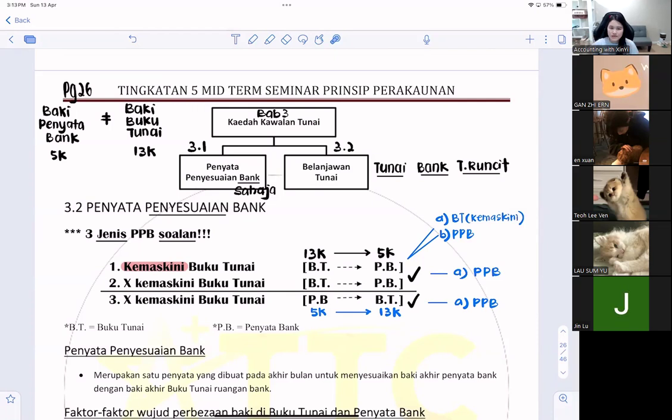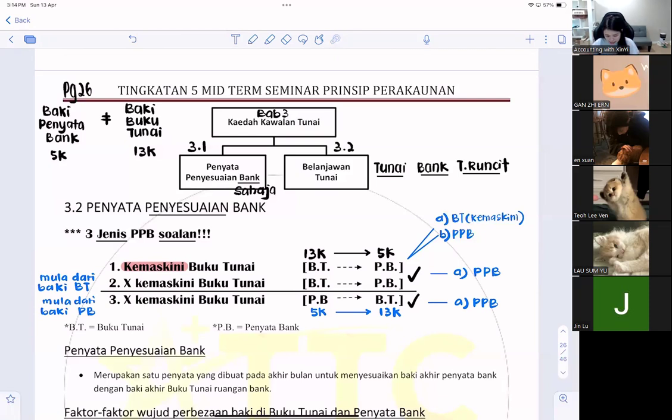Okay, so now, how can I know if they are asking for the second method or the third method, since they are the same, right? Both are also tanpa kemas kini. So you will see whether they request mula dari baki buku tunai or not. Else, they will say mula dari baki penyata bank. Okay, so you will see whether they ask you to begin from which baki.